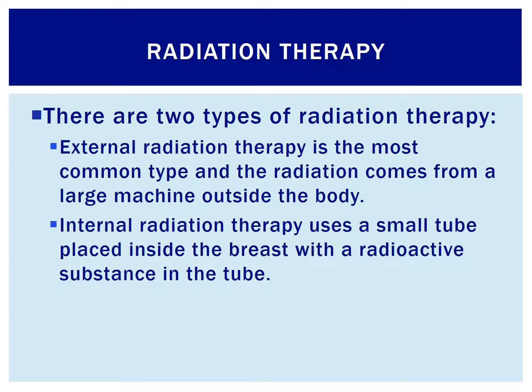The other type is internal radiation therapy. This therapy is less common than external radiation therapy. Internal radiation therapy uses a small tube that is placed inside the breast. The tube has a radioactive substance in it that kills the surrounding cancer cells.